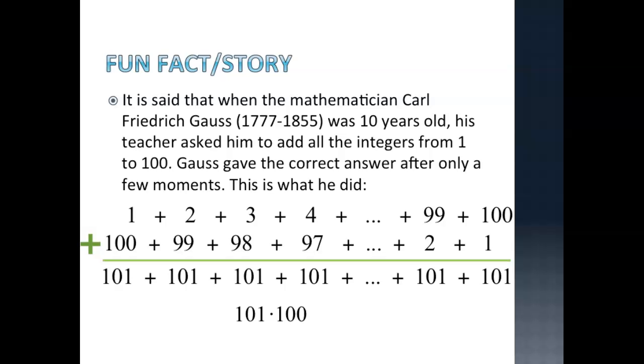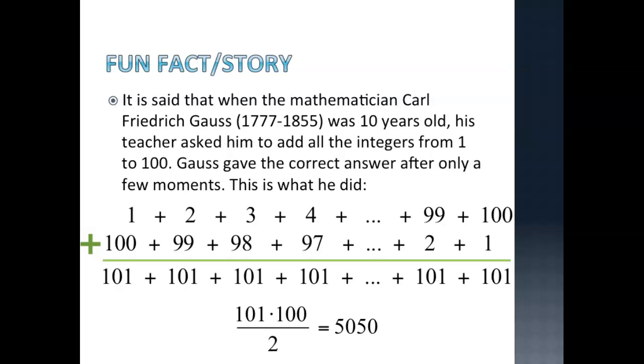But what's wrong with that? That's not the value of all integers from 1 to 100. That's the value of the sum of 1 to 100 twice. So if we divide this by 2, that will give us the answer. So that's equal to 5,050.